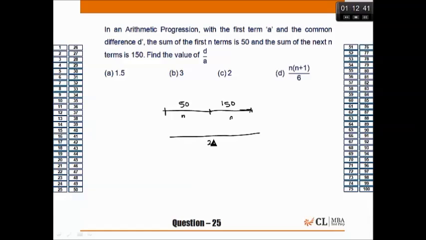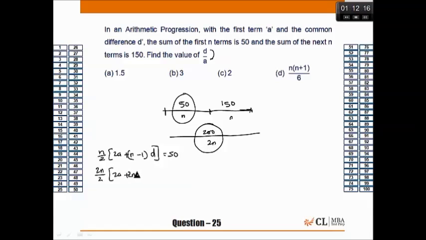That sum of 2n terms will be equal to 200. We want to find the value of d by a. I think we can straight away use simple maths. Let's take this case. First case: n by 2 into 2a plus n minus 1 into d should be equal to 50. And in the second case: 2n by 2 into 2a plus 2n minus 1 into d should be equal to 200. Let's divide these two.